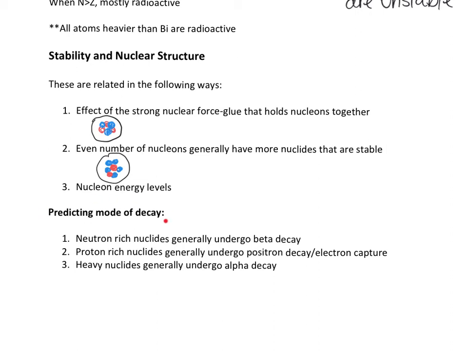All right, how do we predict the mode of decay? We're going to use these 3 predictors to tell us what decay process a nuclide is most likely to undergo. First, neutron-rich nuclides will undergo beta decay or negatron emission. So this is going to be this type of emission. Proton-rich nuclides generally undergo positron decay. So this would be positron or electron capture, like that. And then heavy nuclides undergo alpha decay. And this is much easier to understand in our next slide. So let's look at this in format.